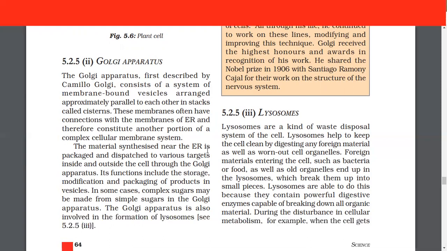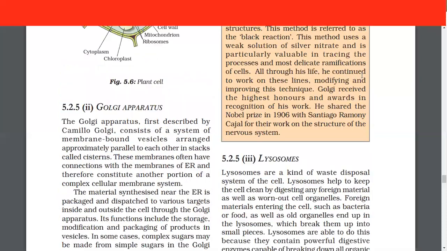Its functions include the storage, modification, and packaging of products in vesicles. In some cases, complex sugars may be made from simple sugars in the Golgi apparatus. The Golgi apparatus is also involved in the formation of lysosome.